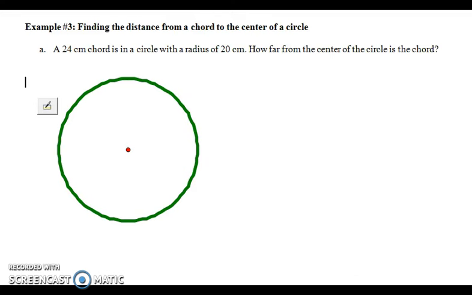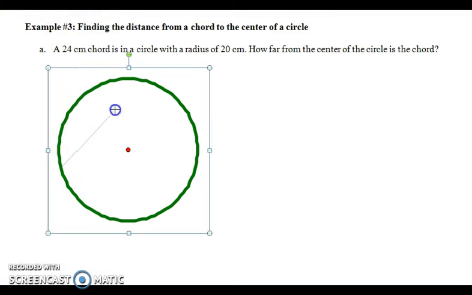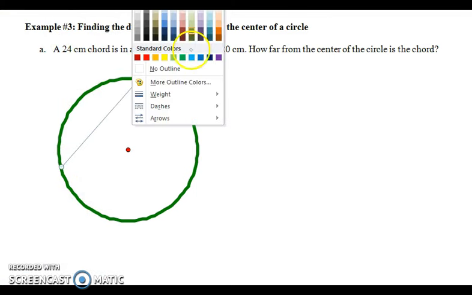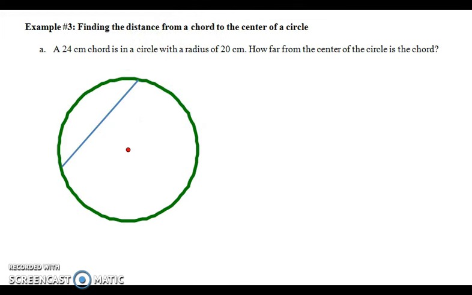So I'm first going to use my circle to sketch in my chord. And I'm going to call that chord AB. It doesn't really matter. But I know that the length of that chord is 24 centimeters. So I'm going to label that as 24 centimeters. I also know that the radius is 20 centimeters.